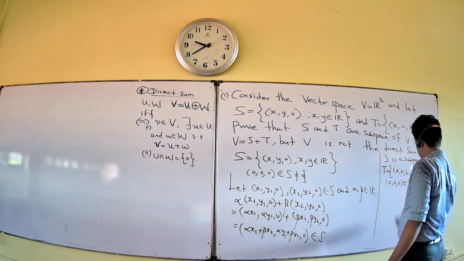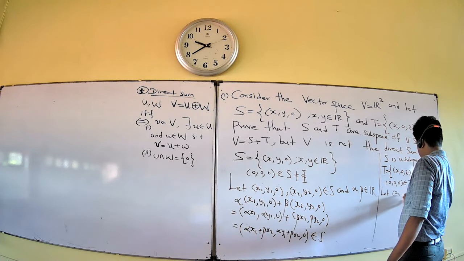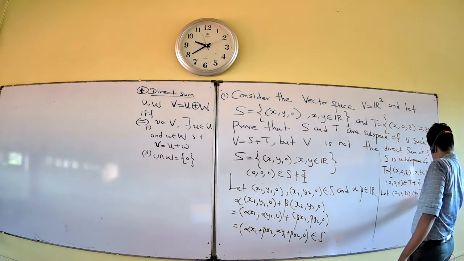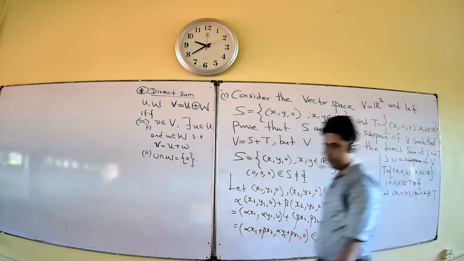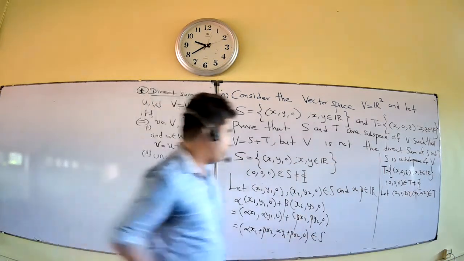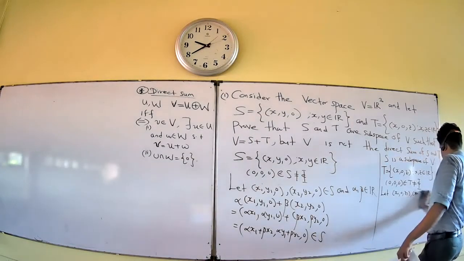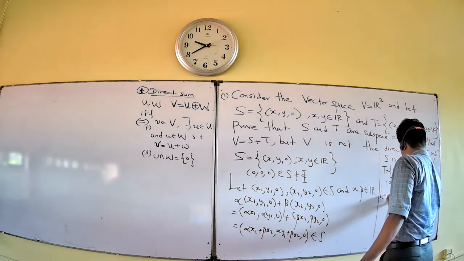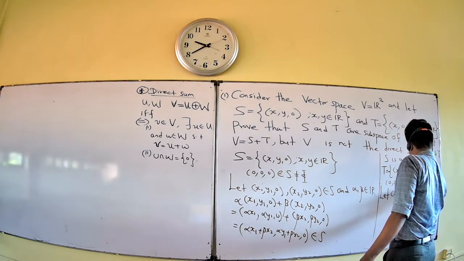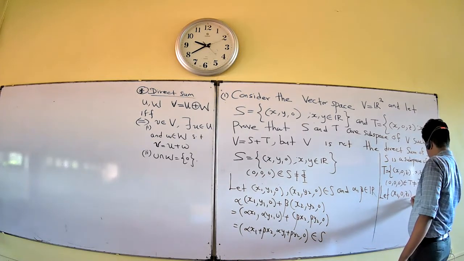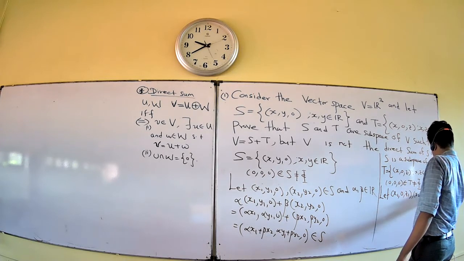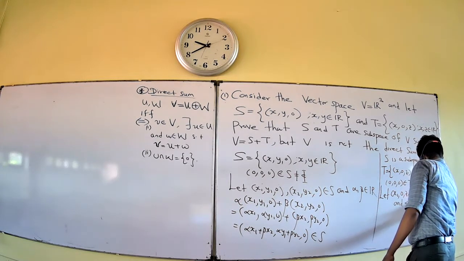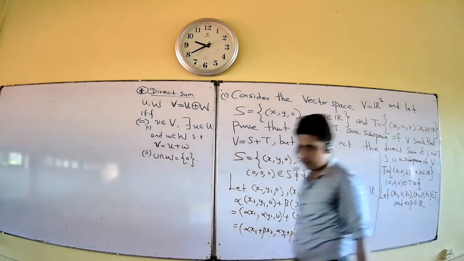Let (x1, 0, z1) and (x2, 0, z2) belong to T, and let alpha and beta belong to the real numbers.